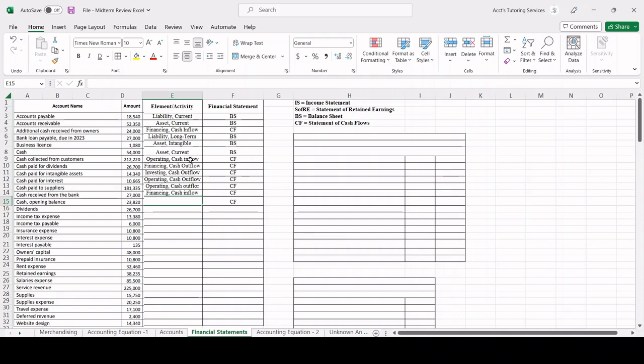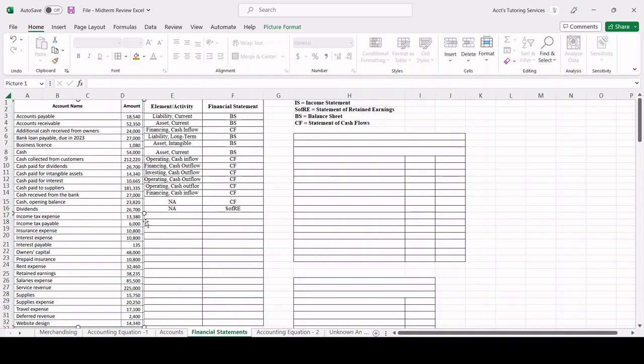Cash opening goes onto the cash flow statement, but at the very end. So we're just going to write that this is not available, right? Dividends, this one goes on to the statement of retained earnings, as simple as that. The element is not available, but that will be essentially equity.